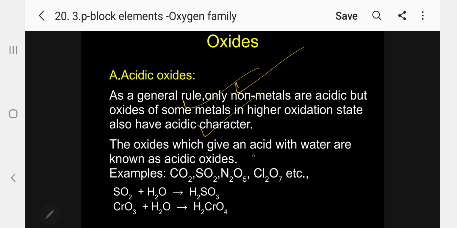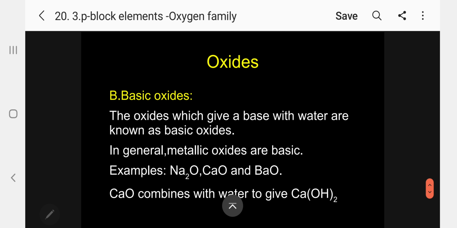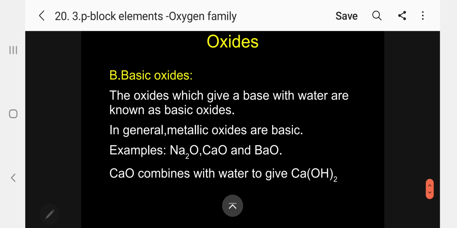The oxides which give an acid with water are known as acidic oxides. Examples: CO2, SO2, N2O5, Cl2O7, etc. SO2 reacts with water to give sulfurous acid, H2SO3. CrO3 with H2O gives chromic acid, H2CrO4. Kindly follow. This is called acidic oxide.